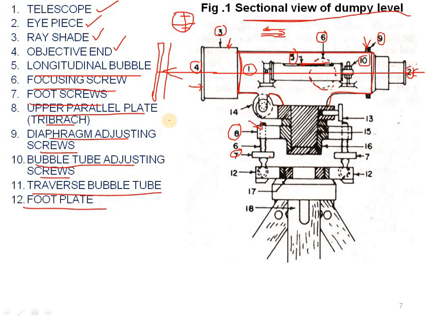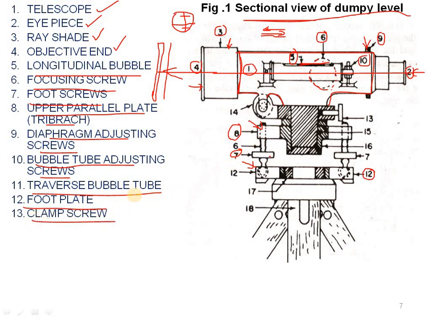And the 12th one is the foot plate. So where is the foot plate? This is the foot plate. We will call this portion the foot plate. This foot plate is for standing on the tripod stand. On the top of the tripod stand, this foot plate will be fixed with the help of the dumpy level.